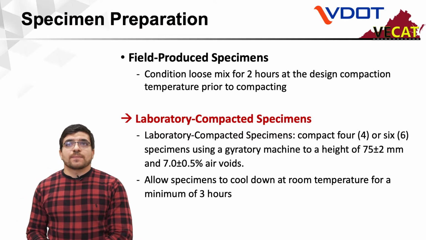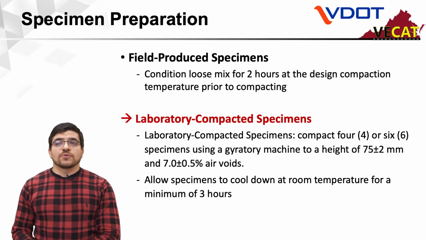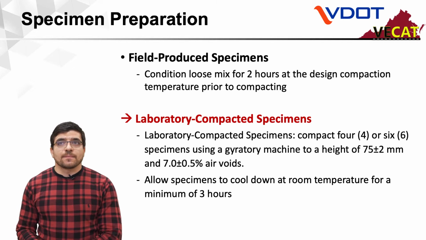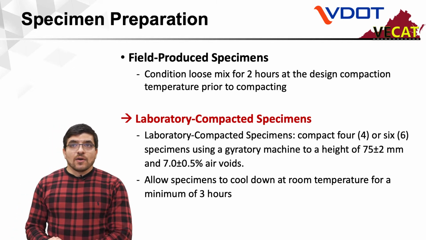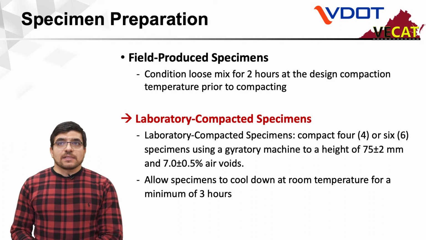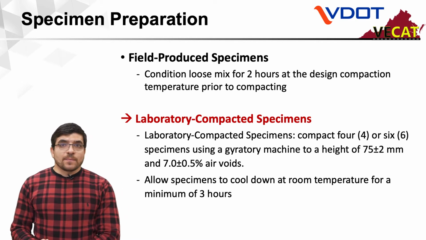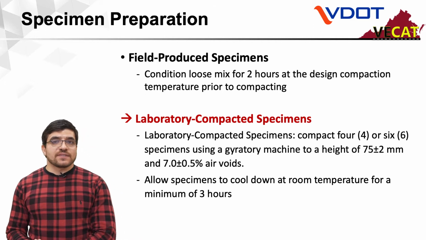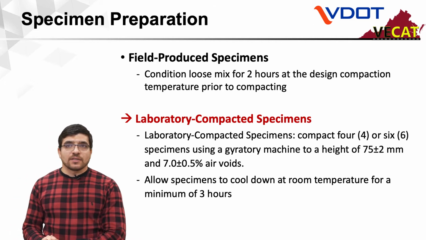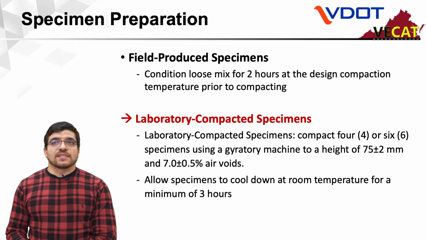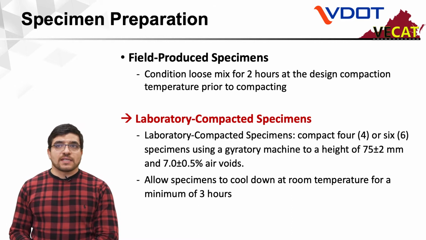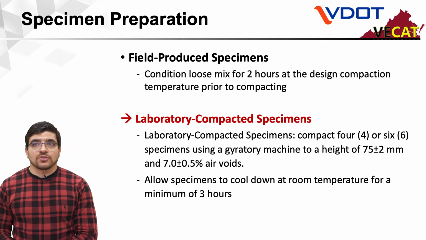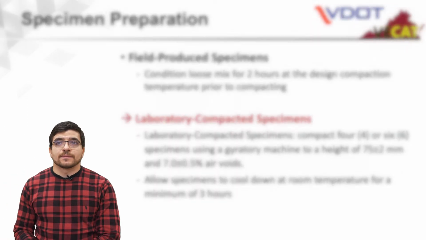For the field-produced specimens, we need to condition the loose mix for 2 hours at the design compaction temperature prior to compacting. For the lab compacted specimens, we could compact 4 or 6 specimens using a gyratory machine to a height of 75 plus or minus 2 millimeter and a target air void level of 7 plus or minus 0.5%. We need also to allow specimens to cool down at room temperature for a minimum of 3 hours.